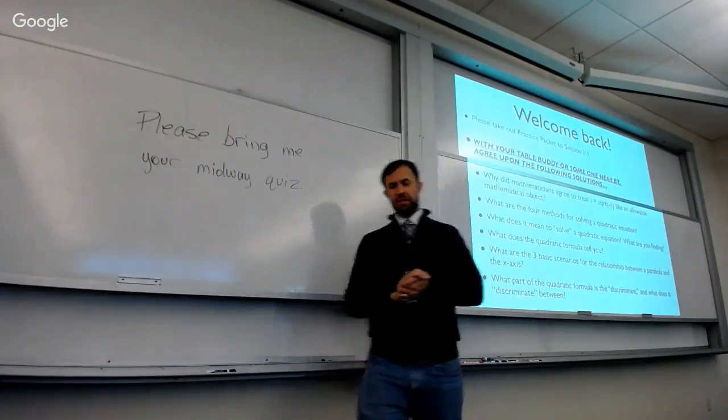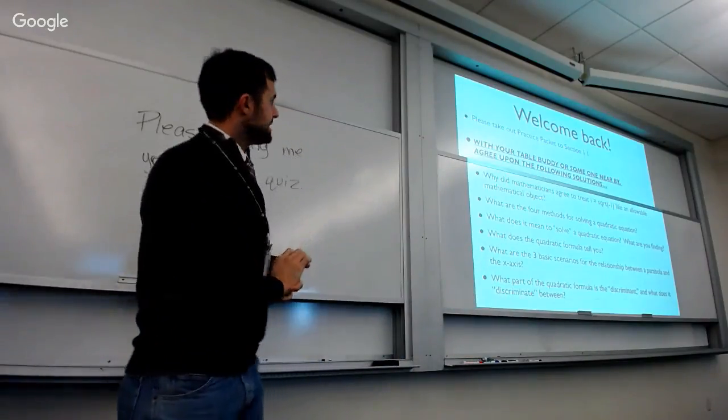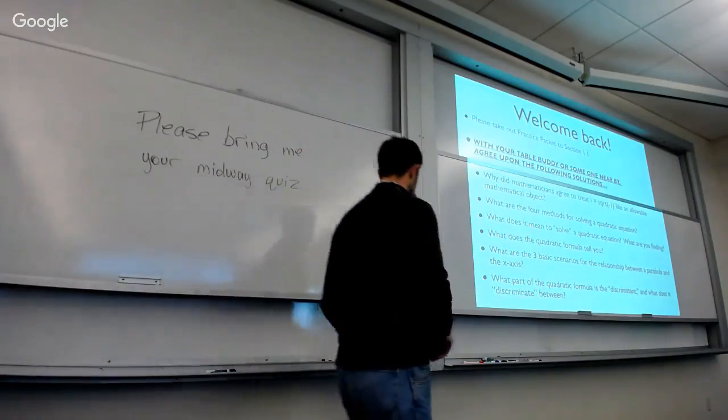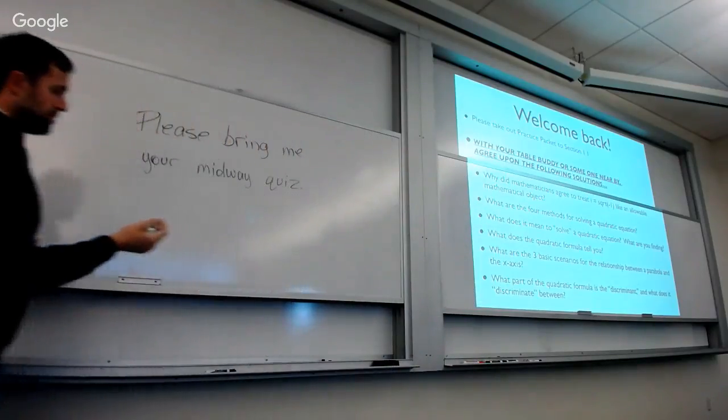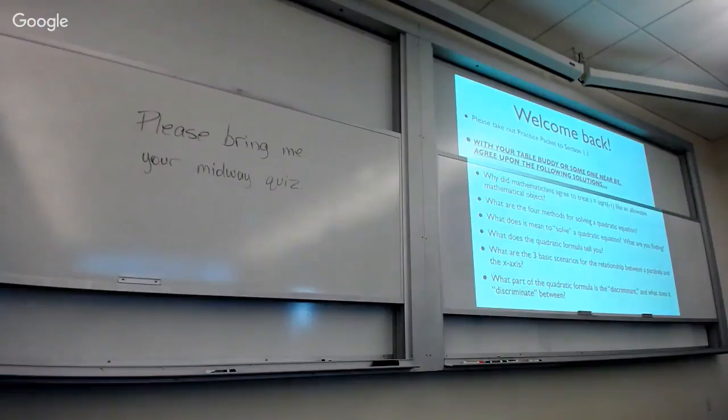All right, folks. Let's come back together as a group and discuss these. First, why did mathematicians agree to treat i equals the square root of -1 like an allowable mathematical object? Because the square root of -1 on your calculator is not an allowable mathematical object. It says error. So why did they agree to treat this like a real thing? Brian?